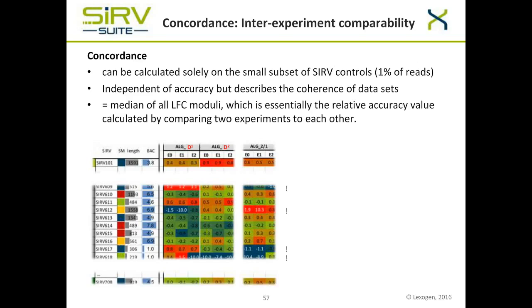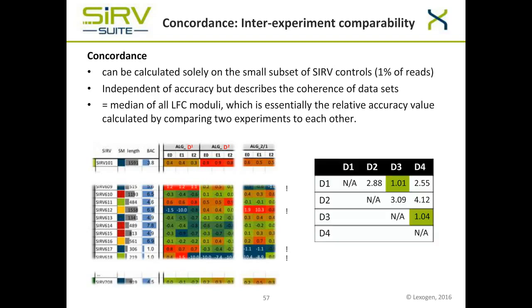So what you actually do is you compare the quality matrices, and the concordance is the median of all the absolute log fold changes calculated for the SERVs in 2 experiments. So essentially, it is the relative accuracy measure calculated by comparing 2 experiments with each other. And a high concordance is represented by small values, actually.